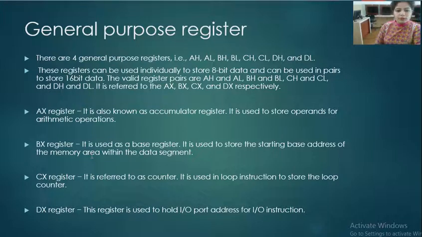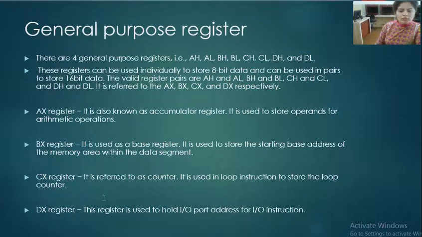Next general purpose register is BX register. BX again is a combination of BH and BL. BH means high order bits of B register, BL stands for low order bits of B register. Now BX stands for base register, and as the name suggests, it is used to store the starting base address of the memory area within the data segment. So it is used to store the base address.